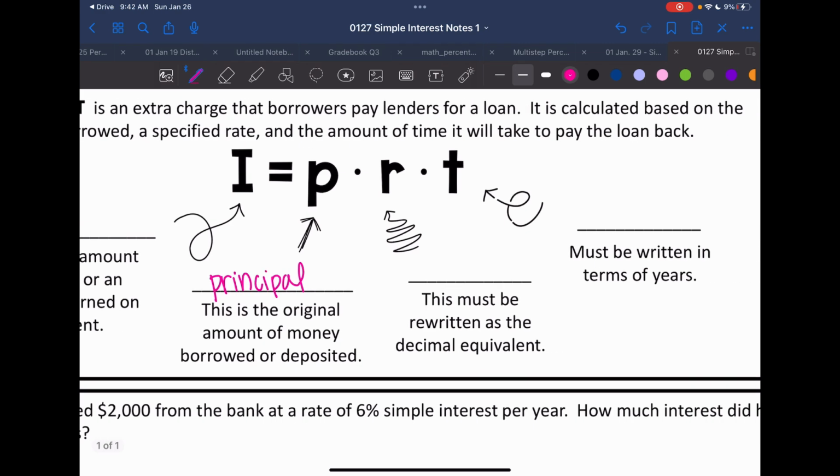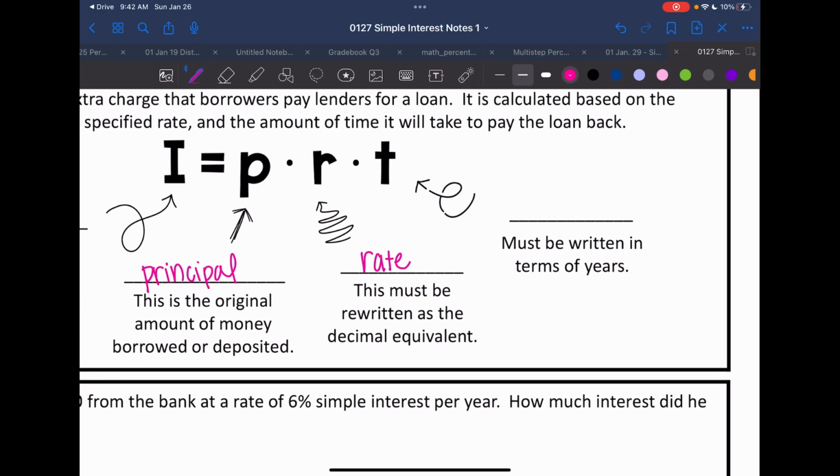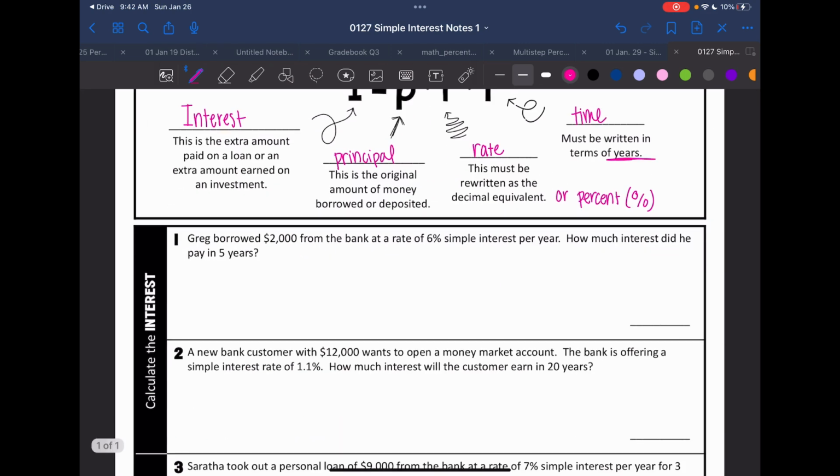You also need your rate. And this sometimes is given to you as a decimal, sometimes it's given to you as a percent. When you're using the rate in this formula, you have to make sure it's written as a decimal or percent, and you have to use the percent symbol if you're writing it as a percent. And then you also need the time, and that has to be in years. If it's given to you in months, you have to convert it. If it's given to you in minutes, you have to convert it. It has to be in years.